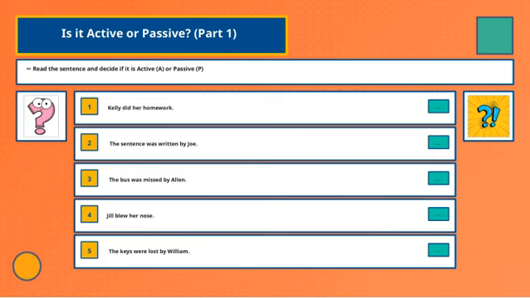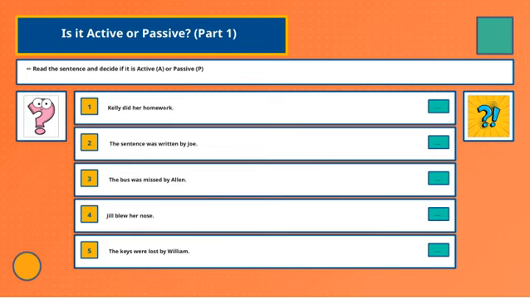Jill is doing the action, so it's active. Then, in "the keys were lost by William," the focus is on the keys being lost, which makes it passive. Recognizing whether a sentence is active or passive is a key skill because it helps us understand who is performing the action and how the sentence is structured.